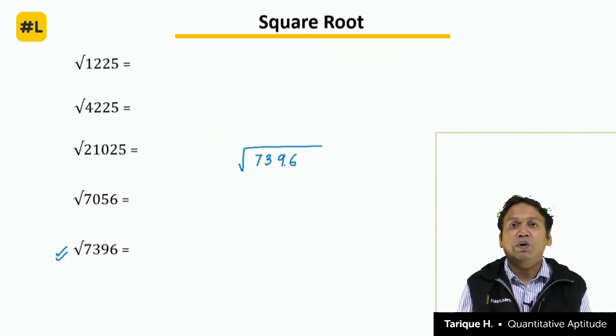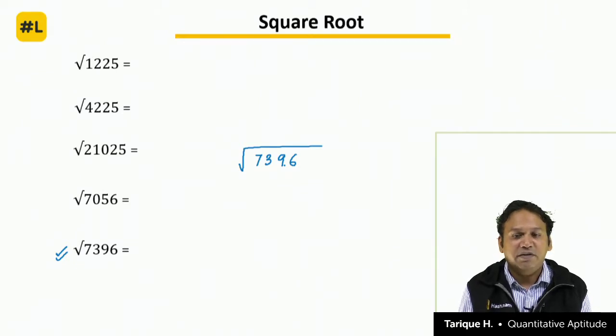Excuse me. What is the square root of 7396? Use all the steps one by one. Cut off the last 2 digits. Check the last digit. What will the square end in? And what will be the square root of 7396?